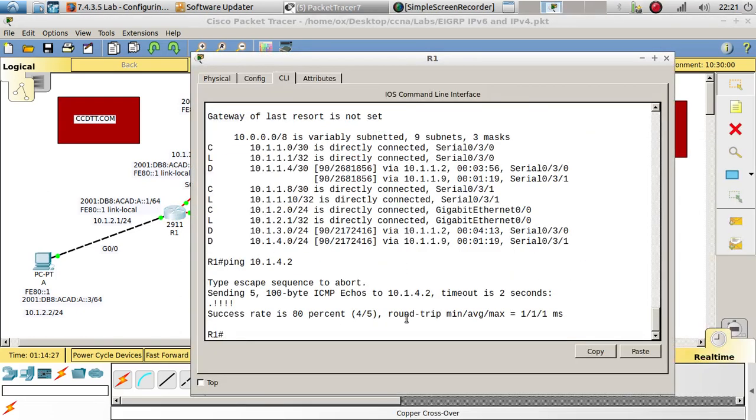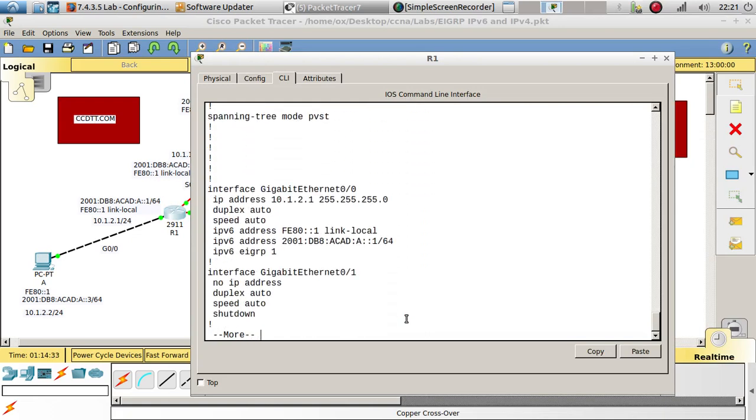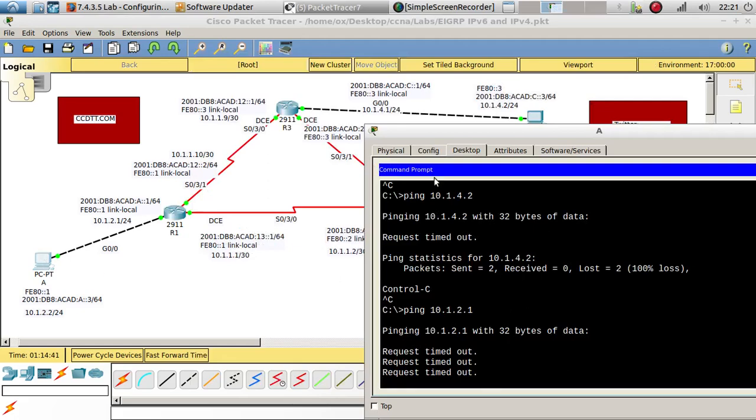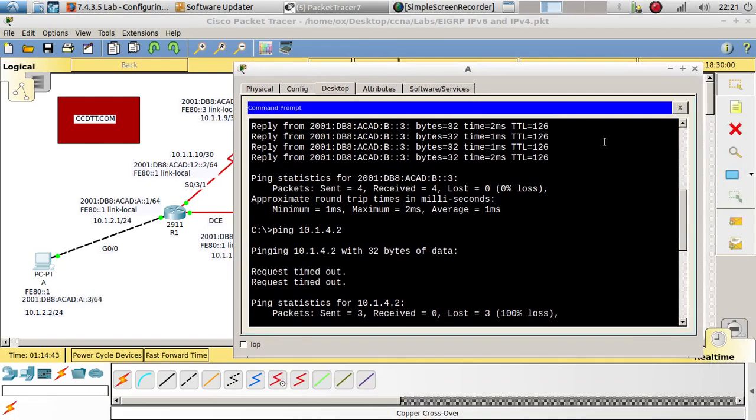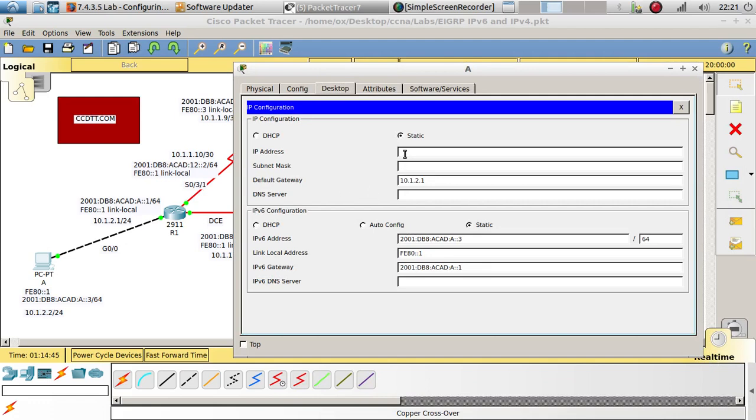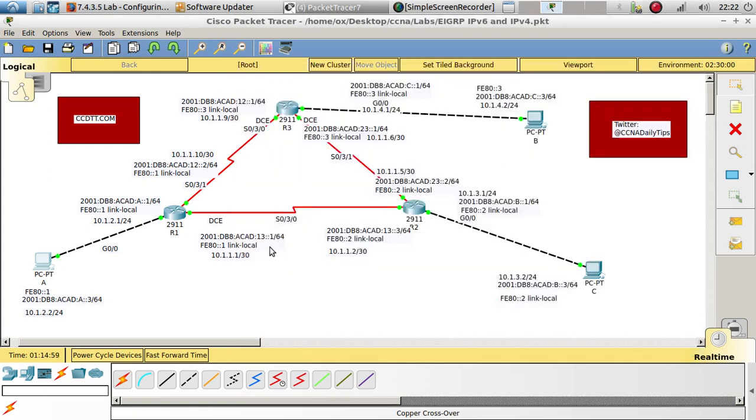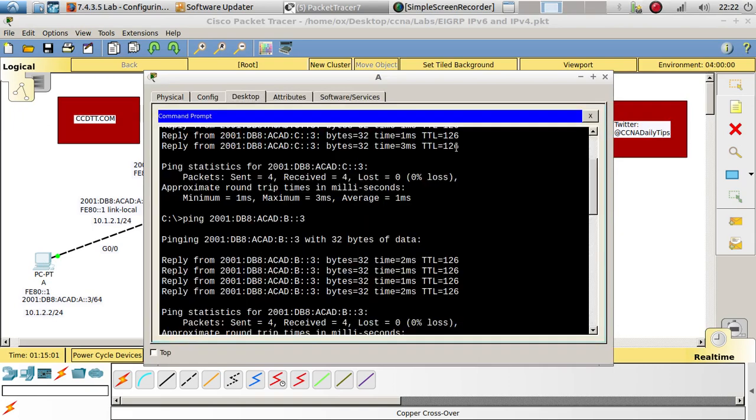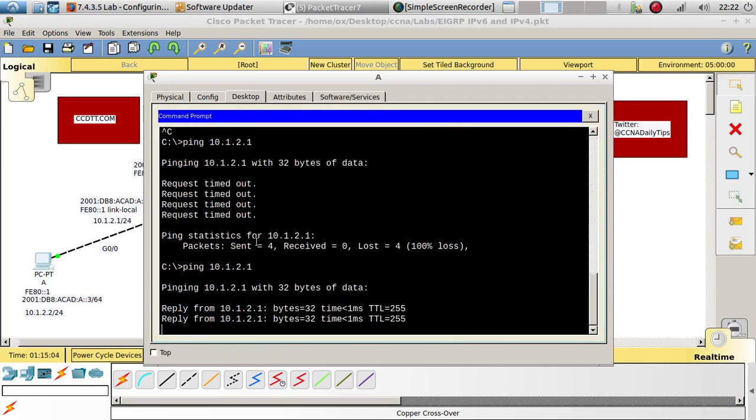So let's do a show run. 10.1.2.1. So this is fine here. Let's take a look at this computer and see what's going on. Looks like this computer doesn't have an IP address. So let's go ahead and do 10.1.2.2, 255.255.255.0, and now we should be able to ping our default gateway.